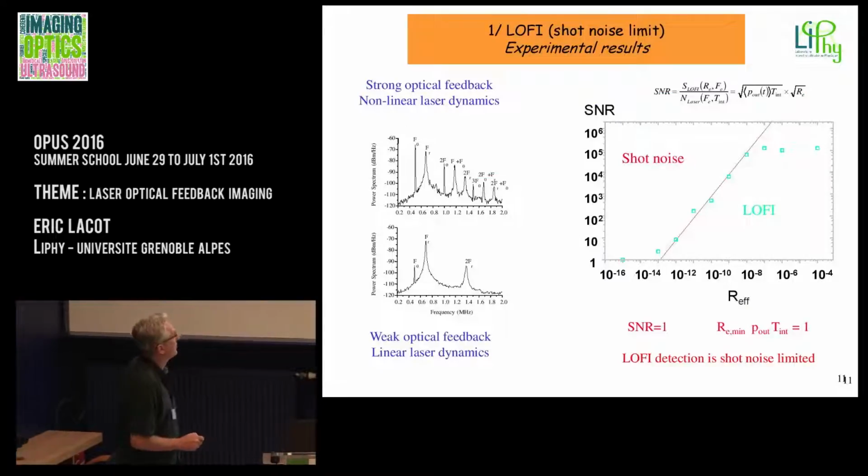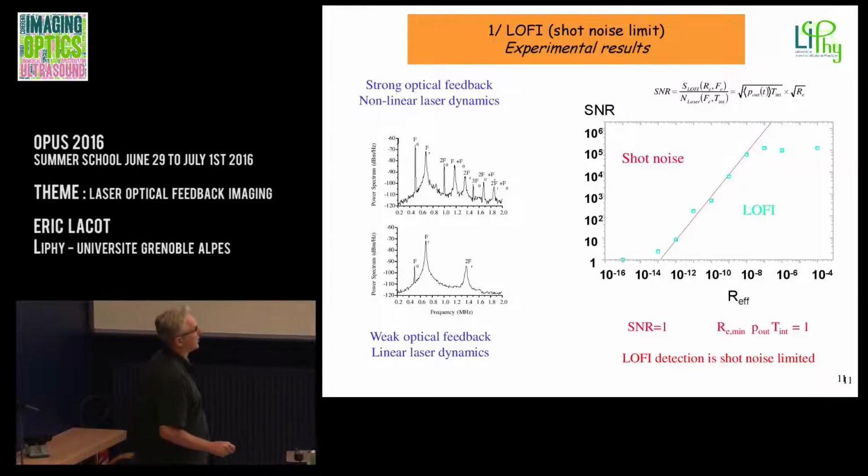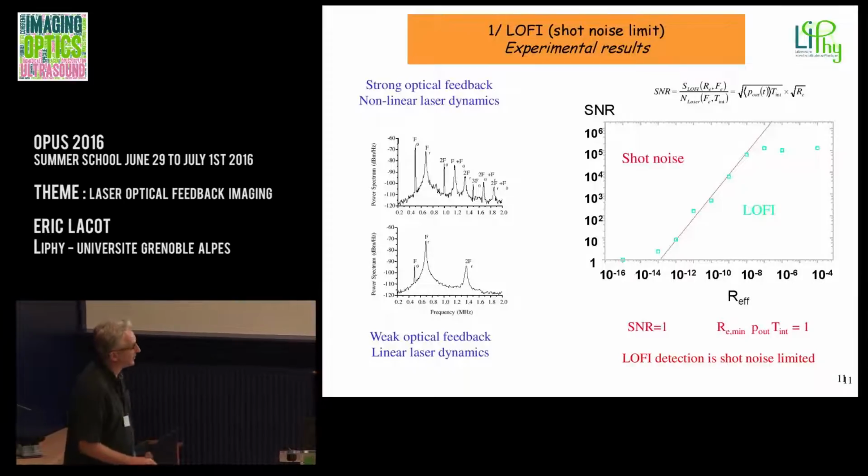An experimental confirmation: this is the signal-to-noise ratio of our LOFI interferometer versus the effective feedback reflectivity. The measurement corresponds to the green squares, and the shot noise limit is the red line. And as you can see, there is a good agreement. And here, for example, we have obtained a signal-to-noise ratio of 1 for a feedback reflectivity of 10 to minus 14. And as already mentioned, the signification of this signal-to-noise ratio equal to 1 is 1 photon which comes back inside the laser cavity during the integration time of the lock-in amplifier.